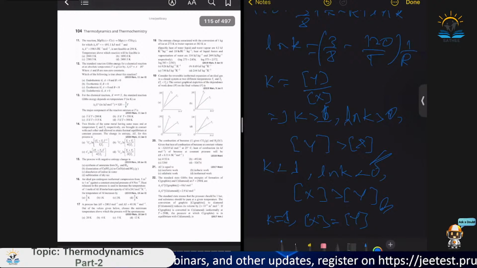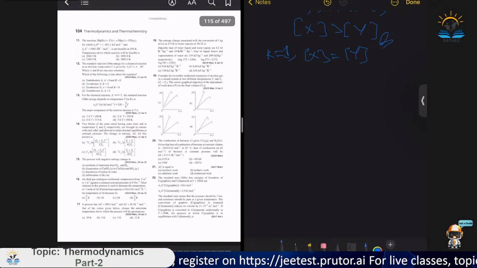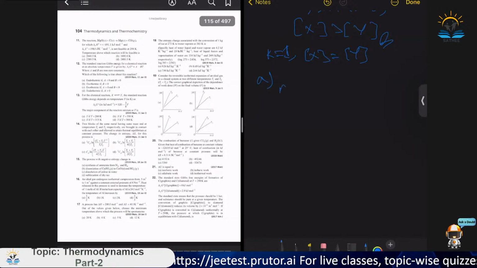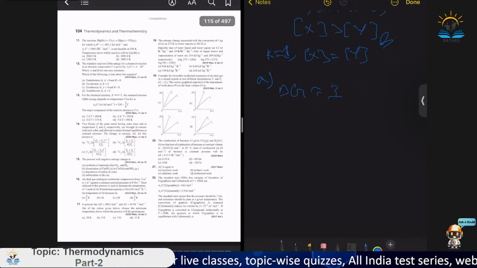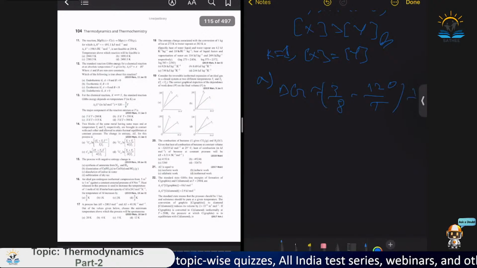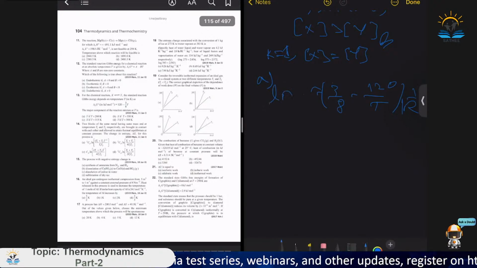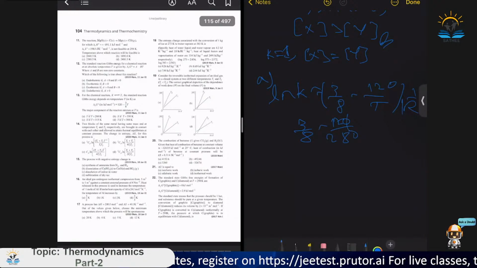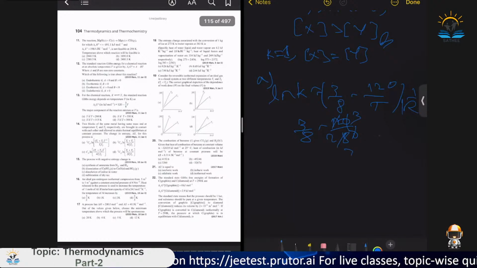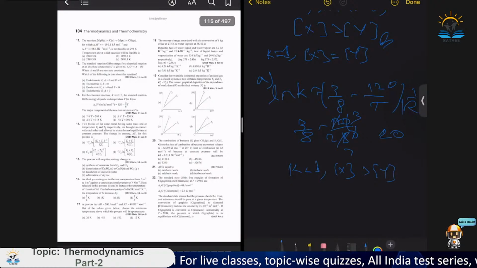So ఇలా చెక్ చేయాలి major thing, like major component. So, option A, since your delta is 120, ln K is 3/8 minus 120 by T into 1 by R. So option A is 3/8 minus 120 by 280. It is less than 0. So K less than 1, your X is major over Y. So first option తప్పు.